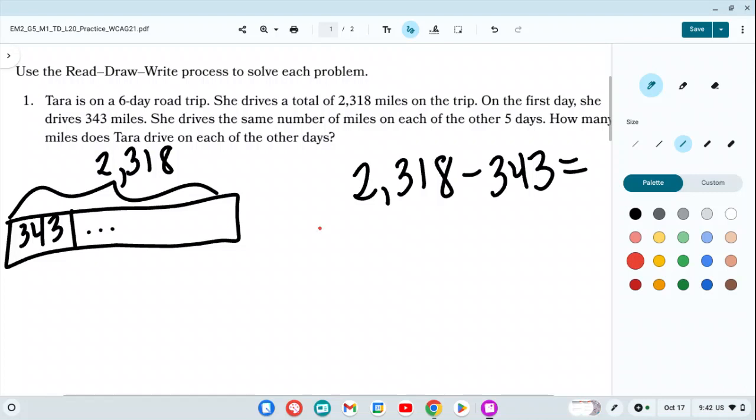All right, when you subtract it, hopefully you're able to figure out that she still has 1,975 miles to go. Now, there's still 5 days left of her trip. Can you please figure out now if she's going to drive the same number of miles these 5 days? How many miles will she be driving? Use a strategy for division to solve.